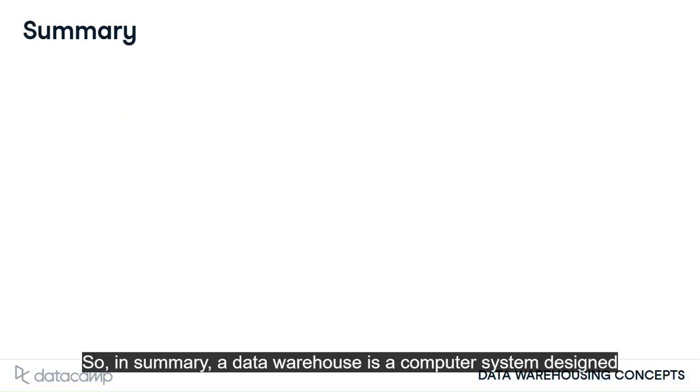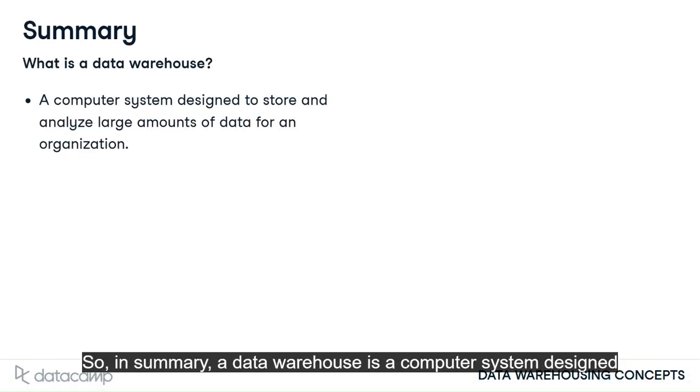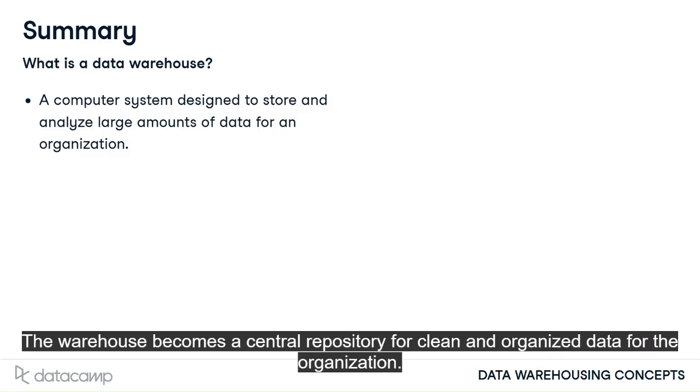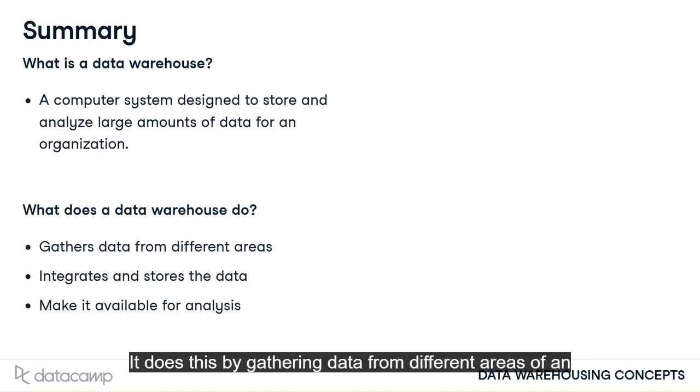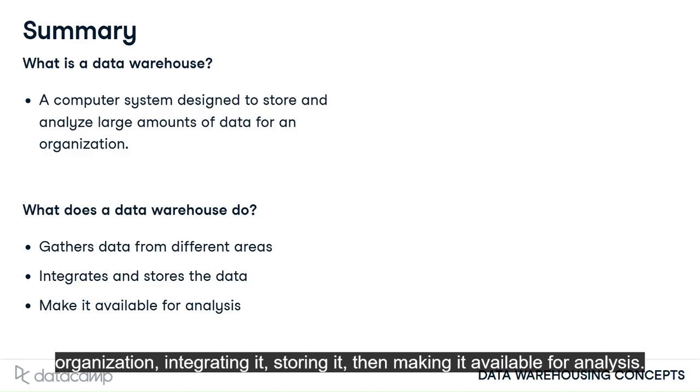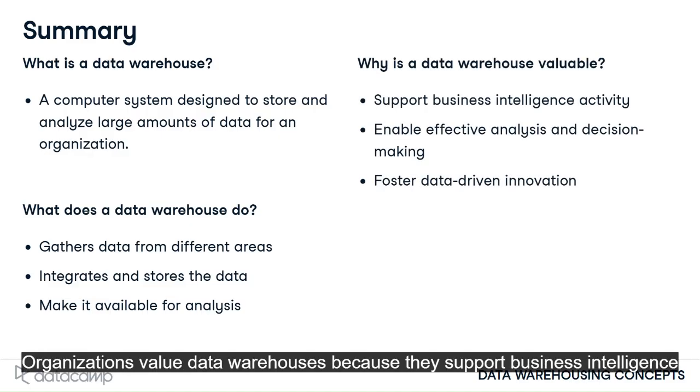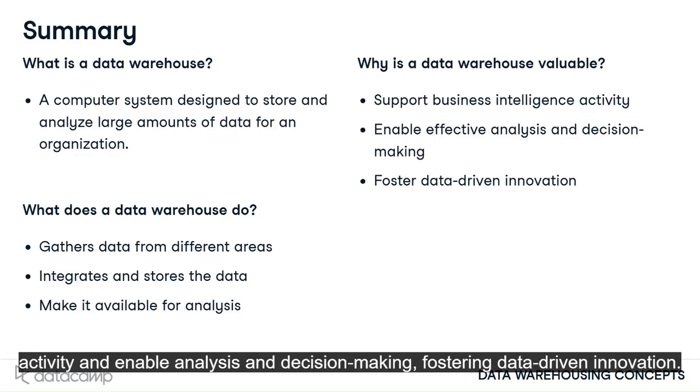So, in summary, a data warehouse is a computer system designed to store and analyze large amounts of data for an organization. The warehouse becomes a central repository for clean and organized data for the organization. It does this by gathering data from different areas of the organization, integrating it, storing it, and then making it available for analysis. Organizations value data warehouses because they support business intelligence activities and enable analysis and decision making, fostering data-driven innovation.